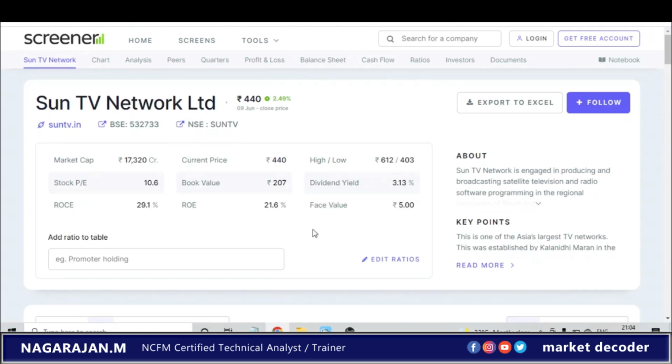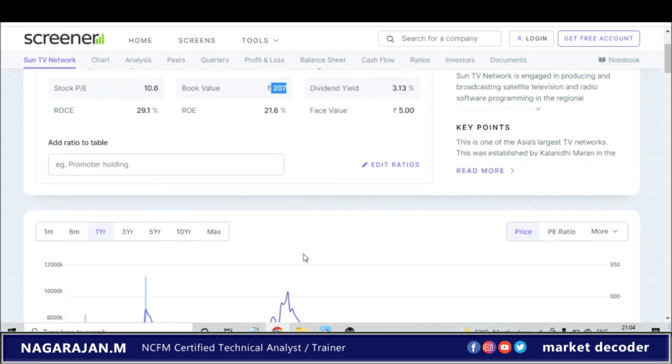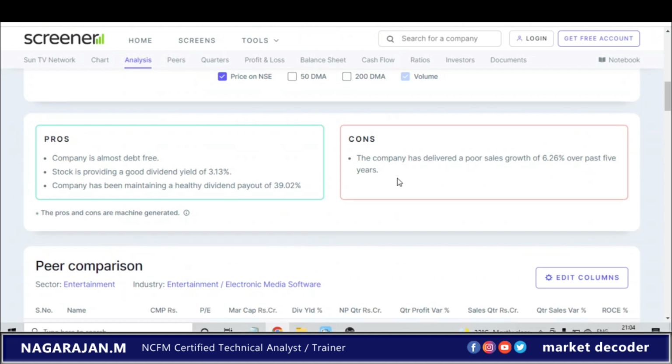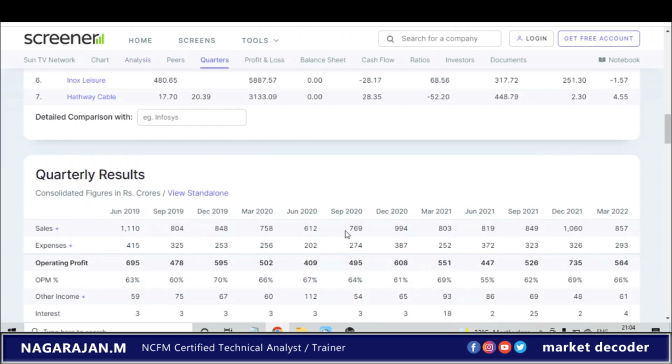Let us have a look at the fundamentals. The stock P/E is just 10.06, which is very low compared to the peer companies, and the book value is just 207 rupees. So we are just 1x above the book value, so we can run anywhere from here. There are not many cons. The sales growth has reduced over the past 5 years. That is the only concern. Apart from that, it is a good dividend yielding company, maintaining a healthy dividend. These are going to be the positives.